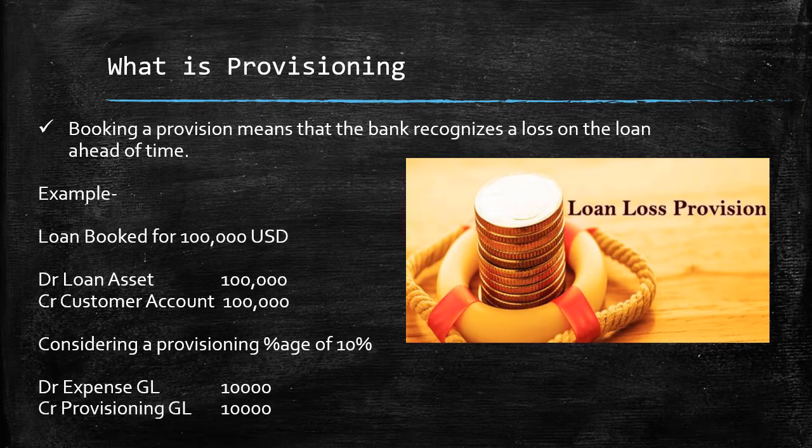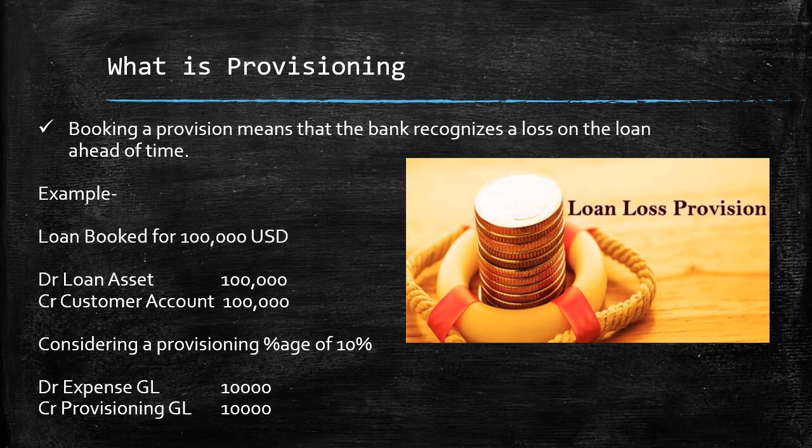But at the same time, a provisioning kicks in. Let's assume a provisioning percentage of 10. So you actually expense this 10,000, or the 10% of 100,000, and credit to the provisioning GL, which is a liability GL. Now, next month, the customer might have paid 20,000 of the 100,000.